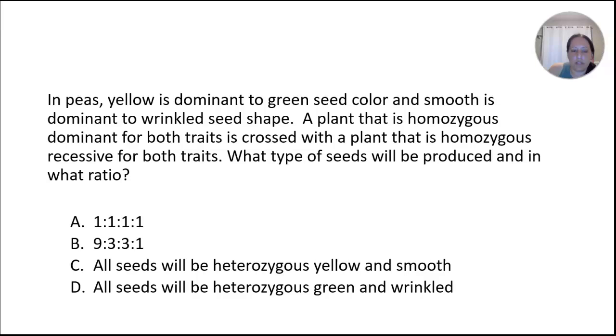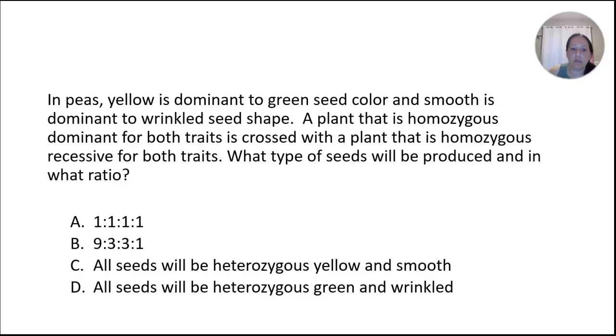And the second gene is going to be seed shape. And so we've got smooth. Got wrinkled. So it looks like smooth is dominant. So I'm going to use S. Wrinkled is going to be homozygous recessive. Okay, so it says a plant that is homozygous dominant for both traits, so big Y, big S, is crossed with a plant that is homozygous recessive for both traits. So little y, little s, okay?